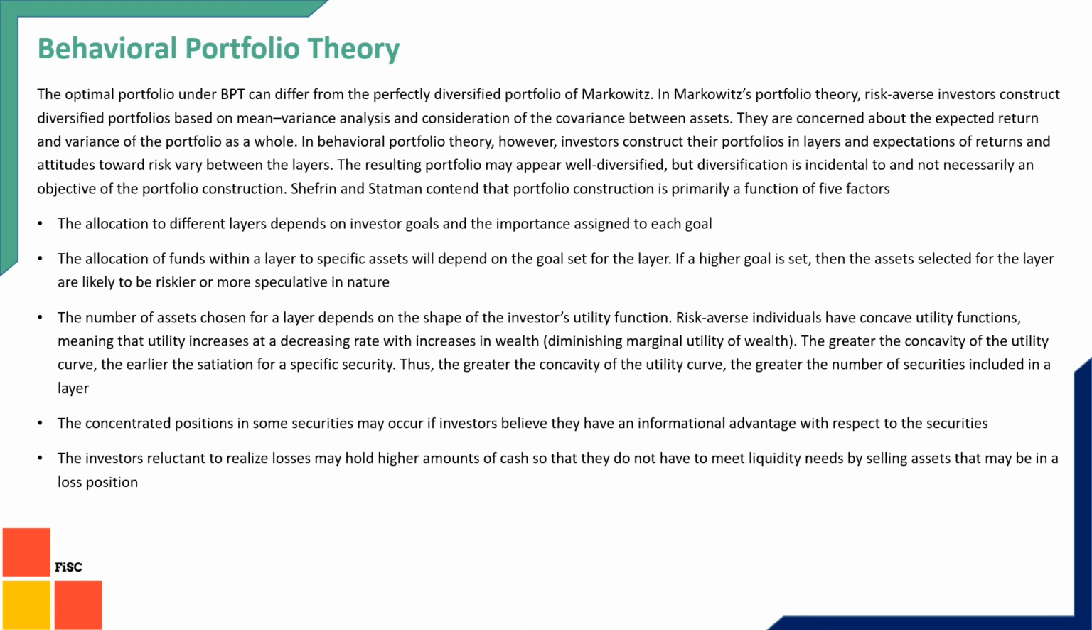Now the fourth point is, if you feel that you have informational advantage on something, the lesser number of assets you will have, and their position will be more concentrated. So if you are working in a particular company, suppose a chemical company, you believe that you have more informational advantage about chemical sector and especially your company, and many times you may have a concentrated position in that particular asset. So these are the things which you have to understand. The next point is, investors are reluctant to realize losses and may hold higher amounts of cash so that they do not have to meet liquidity needs by selling assets that may be in a loss position.